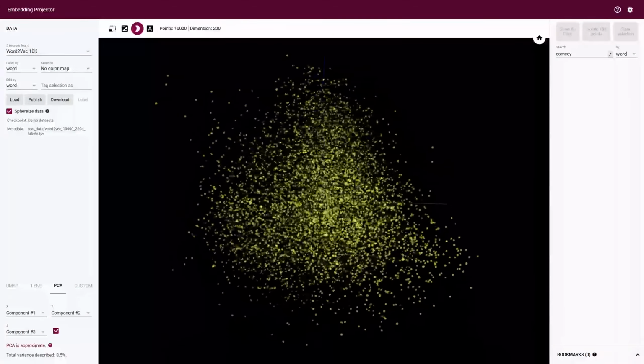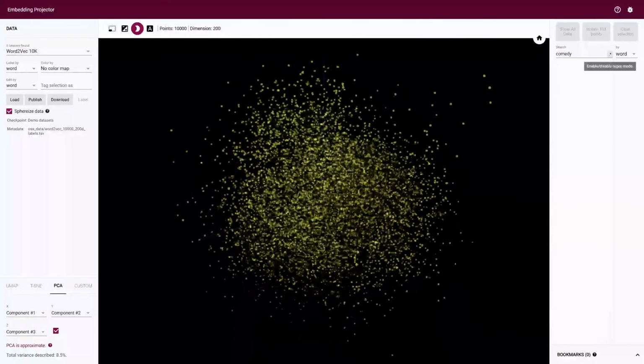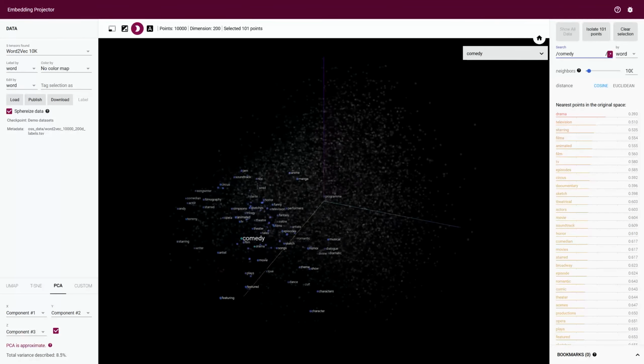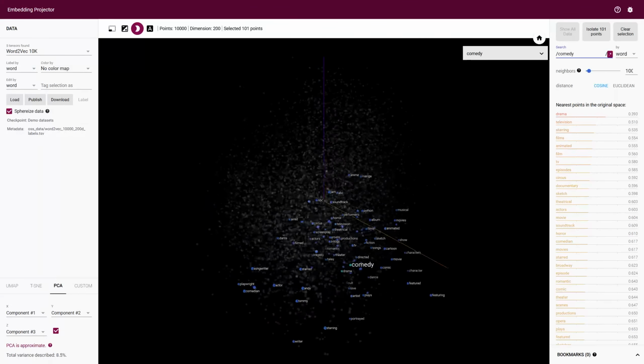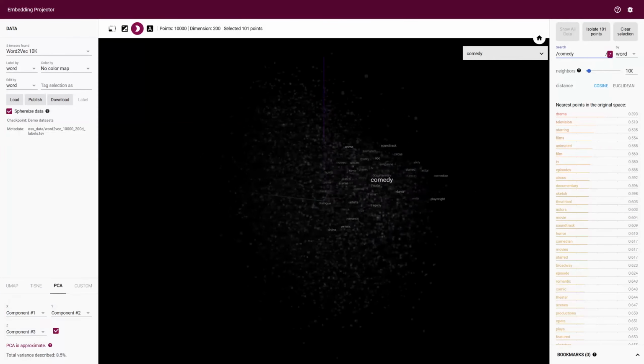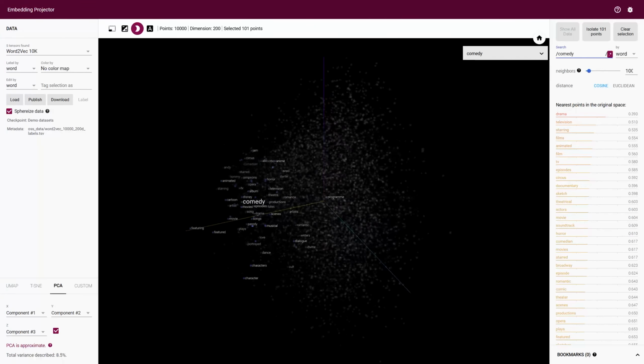This is a 3D representation of word2vec 10K vectors. And when we search for the word comedy, we'll find that it has words close by in vector space, like drama, television, films, TV, episodes, all words relevant to the idea of comedy as we see on TV today.